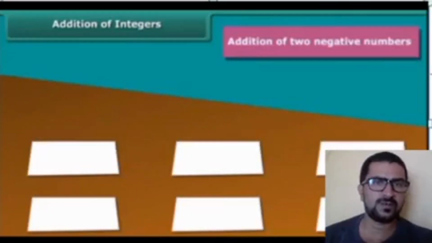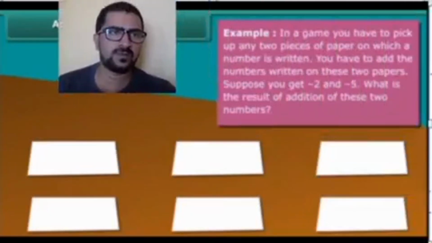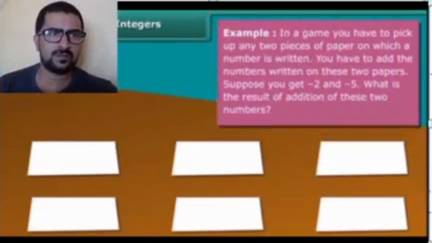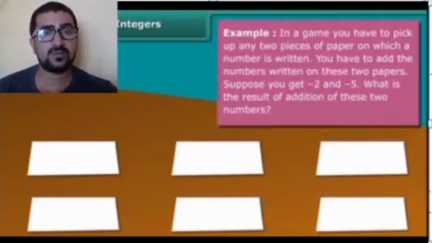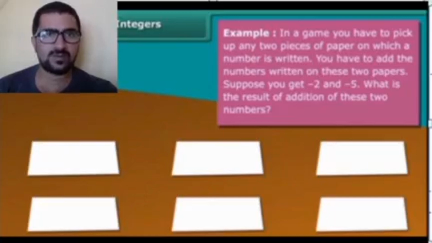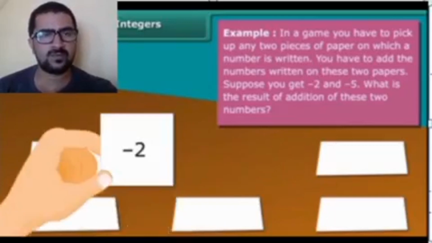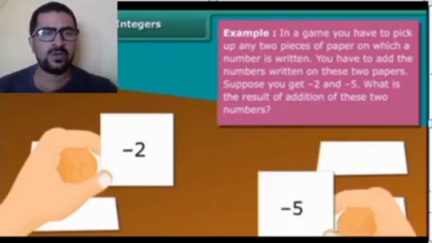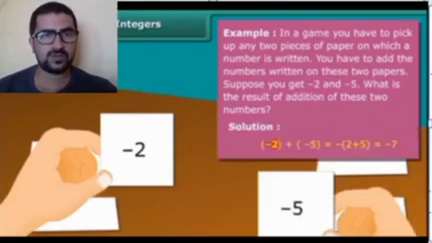Addition of two negative numbers. Example. In a game, you have to pick up any two pieces of paper on which a number is written. You have to add the numbers written on these two papers. Suppose you get -2 and -5. What is the result of addition of these two numbers? -2 plus -5 is equal to -2 plus -5, which equals -7.